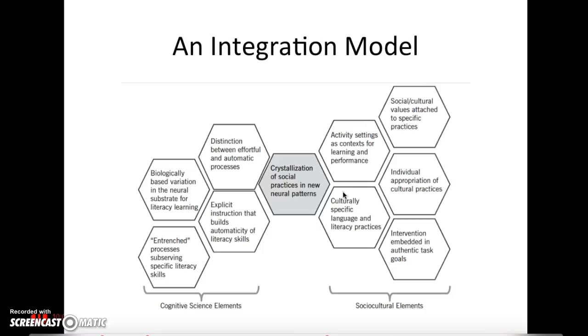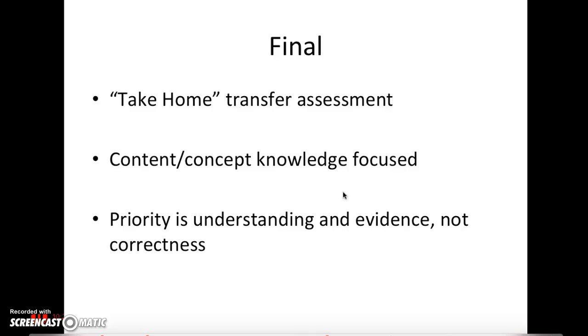Right, and then you can see on the other side here all those things about sociocultural practice we're familiar with, right? Activity settings, context, culture, social cultural values attached to specific practices, and this idea here about individuals appropriating cultural practices, right? Those practices exist, they're context-based, and we learn to use them depending on the context we're in.